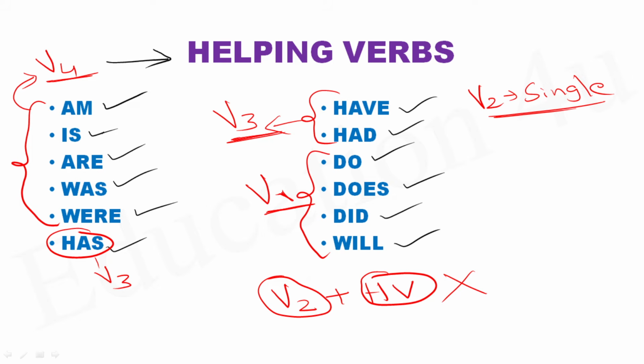Sir, you're trying to explain very clearly. It is easy for us to understand, but we have a small doubt, sir. Yes, go ahead. The doubt is, sir, I have heard a sentence like this, sir.